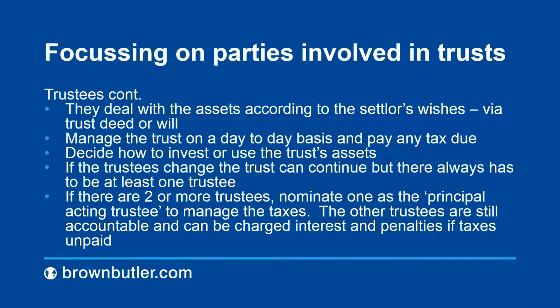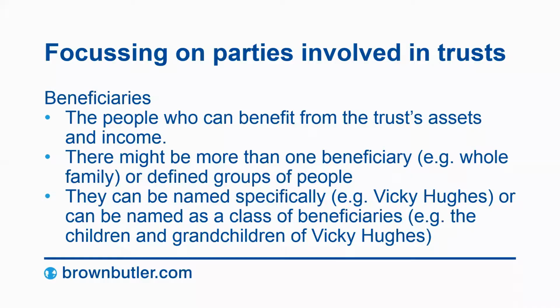If there are 2 or more trustees, it would be sensible to nominate one as the principal acting trustee to manage the tax affairs. The other trustees are, however, still accountable and can be charged interest and penalties if taxes are unpaid. Now let's move on to the beneficiaries.